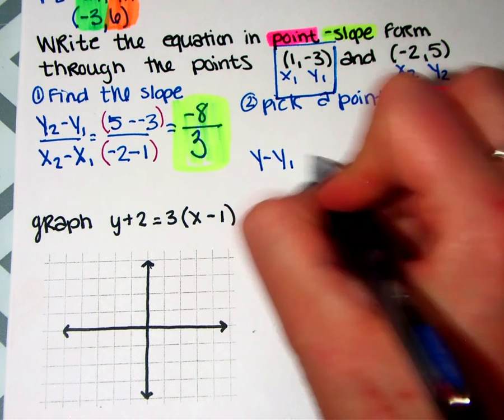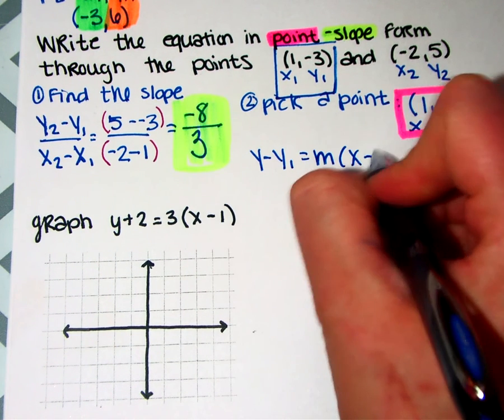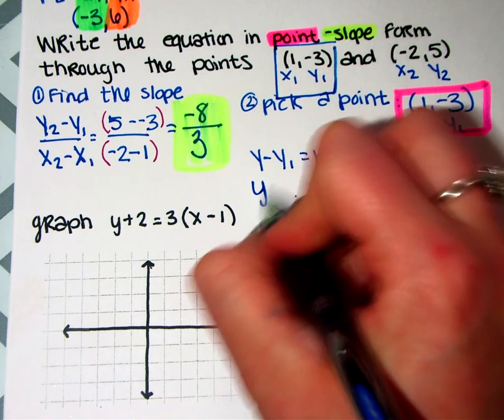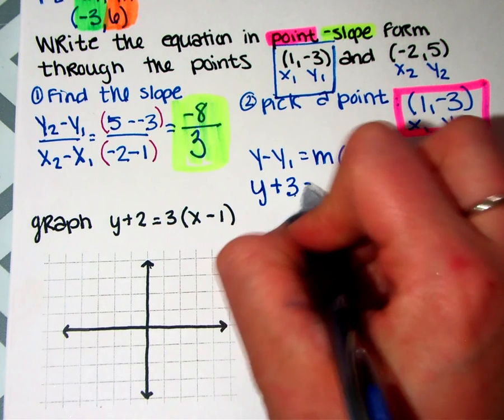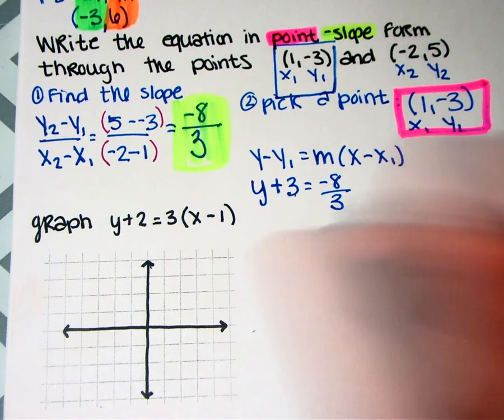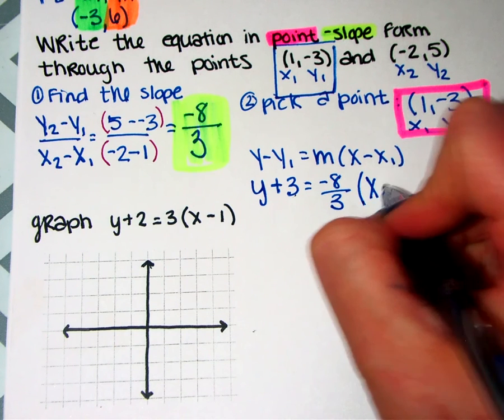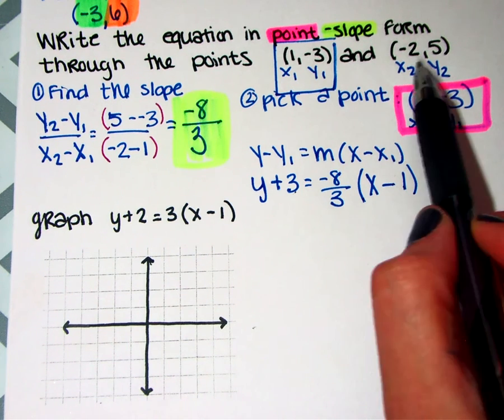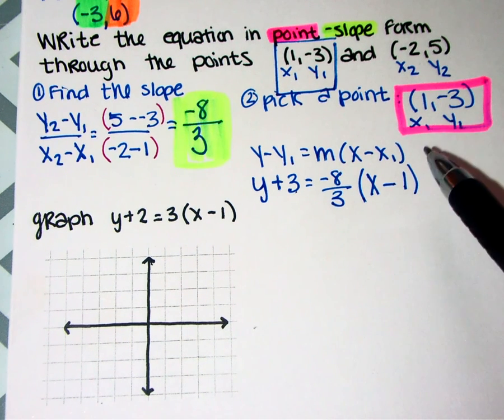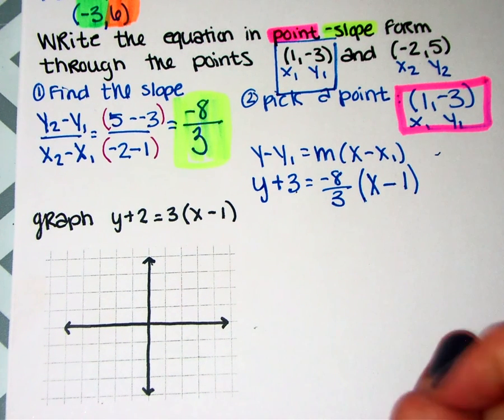Y minus y1 equals in parentheses x minus x1. So y minus, and it's a -3, so it's going to change to positive. Our slope is -8/3. X minus, my x1 is 1. And that is now in point slope form. So remember, you have the option to pick either of these points. It's the same answer, so it's up to you to just decide.